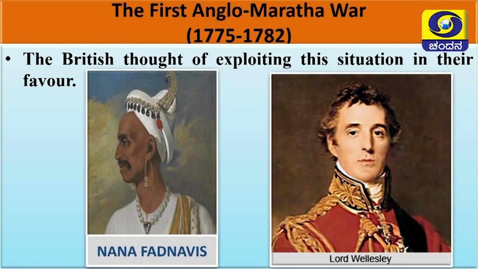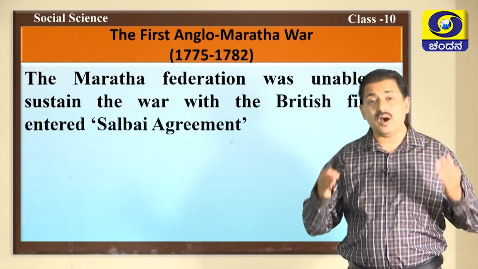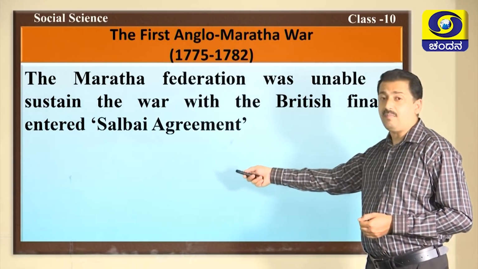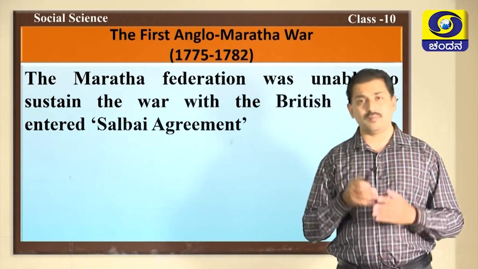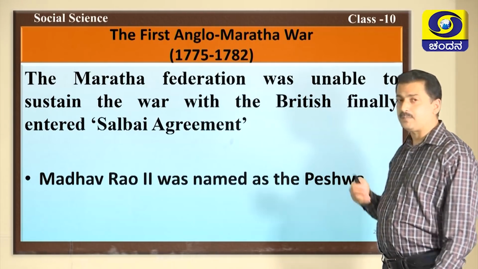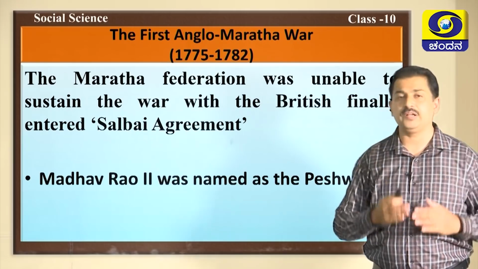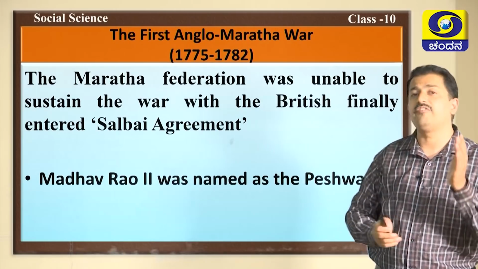The British thought of exploiting this situation in their favor. As a result, the Maratha Federation was unable to sustain the war with the British. Finally, the British won the war in favor of Raghunatha Rao and the war ended with the Treaty of Salbai in the year 1782. As per the Treaty of Salbai, Madhavarao II was named as Peshwa, Raghunatha Rao was given a pension and the British got certain places in the coastal regions of Maharashtra.